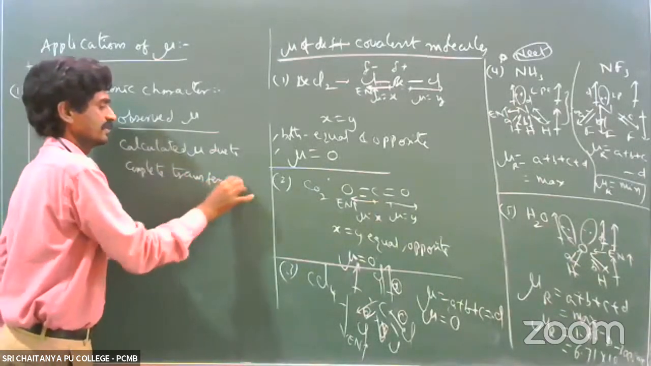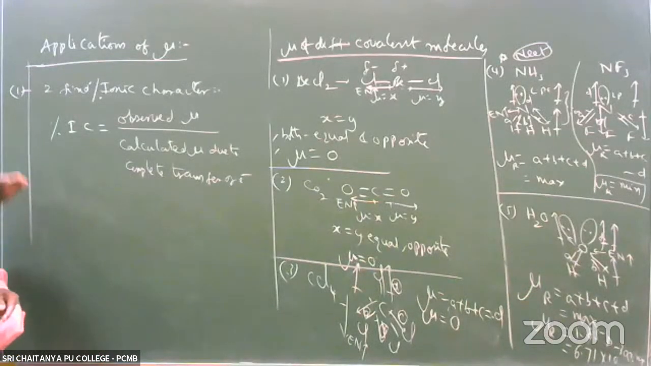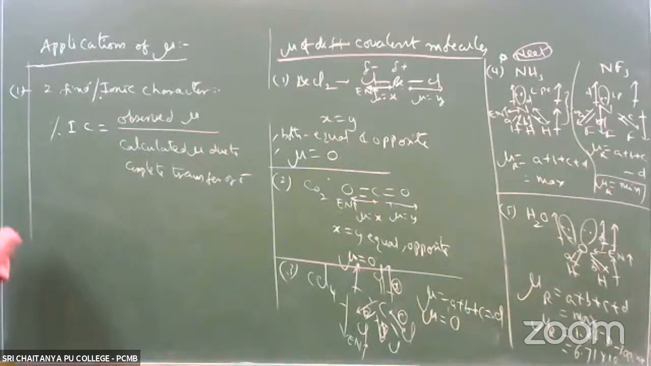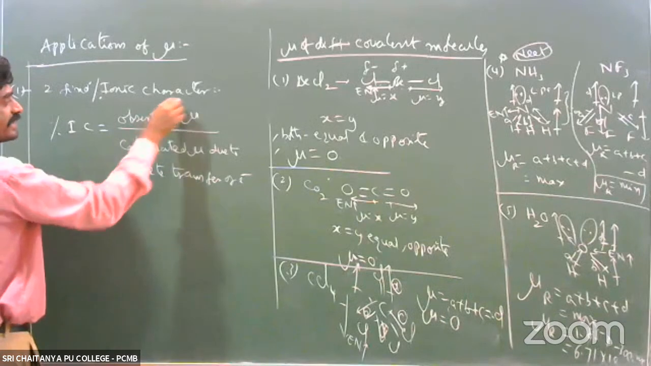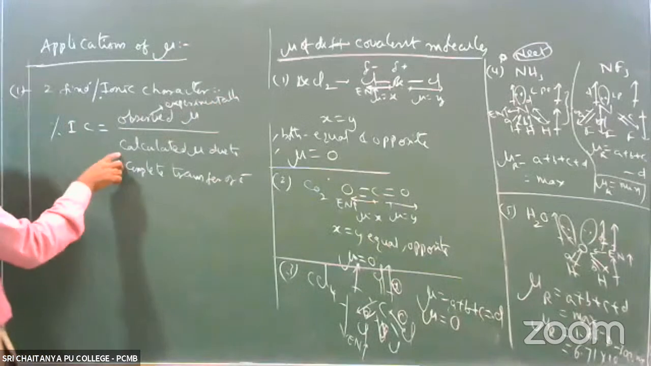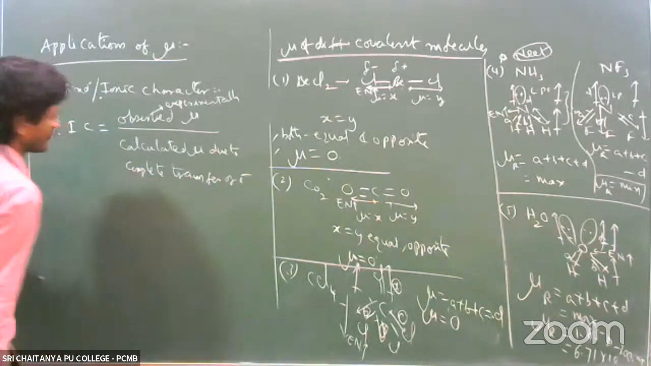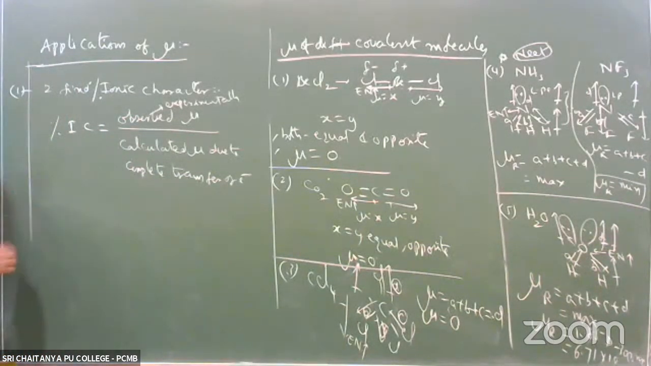If electrons are completely transferred, then what happens? Positive charge and negative charge increase, so automatically the ionic nature is more, right? So what is the observed dipole moment? It is the experimentally calculated value, and the other is theoretically calculated by applying the concept of complete transfer of electrons. So from the value of these two, we get the percentage of ionic character.